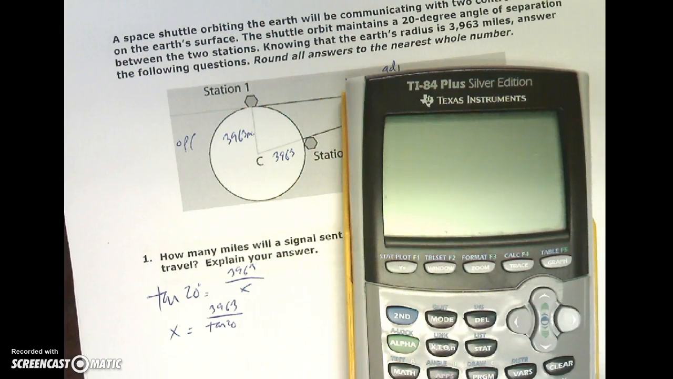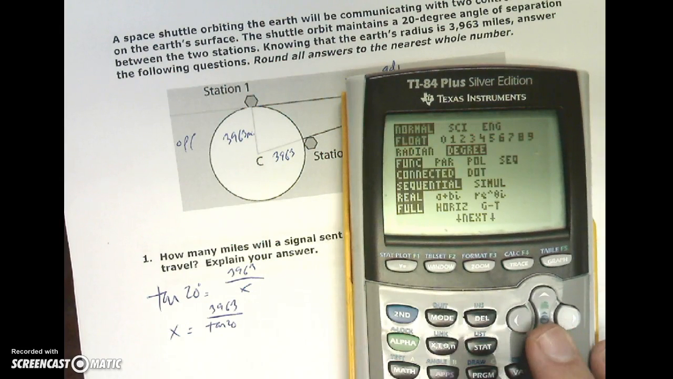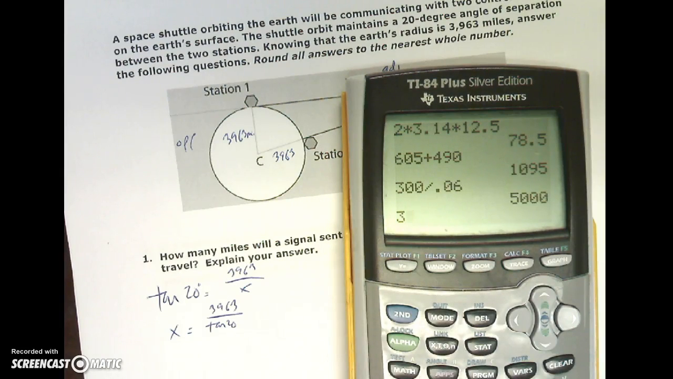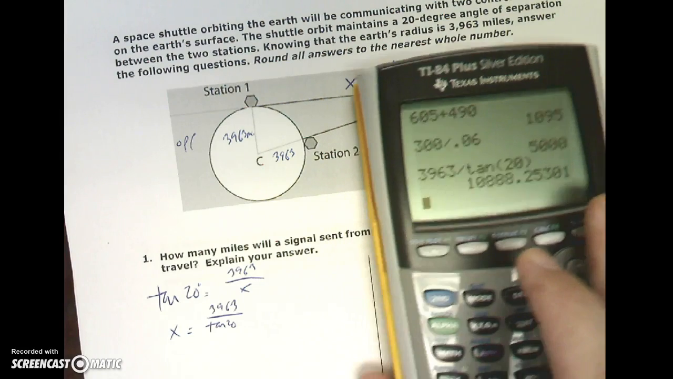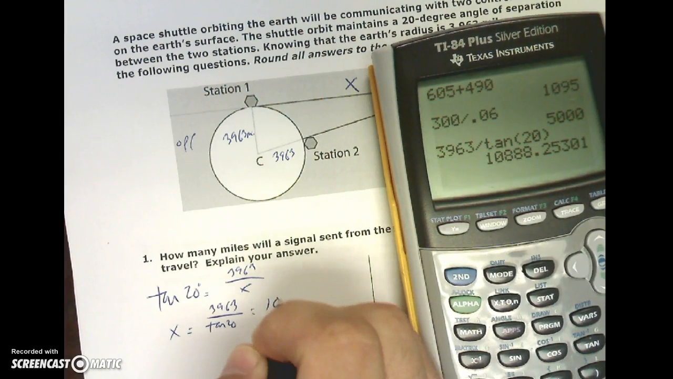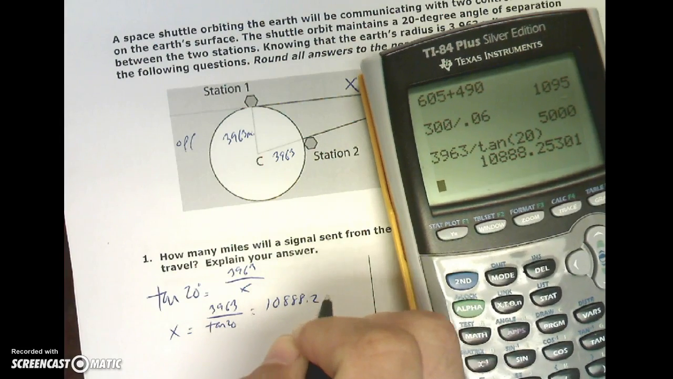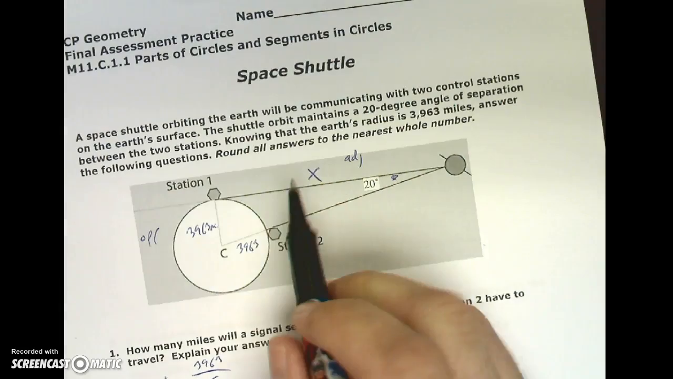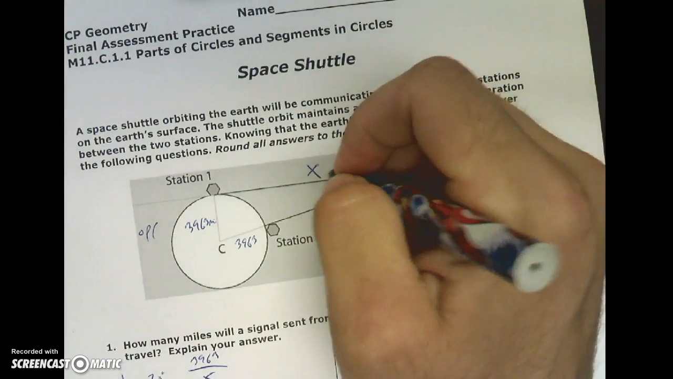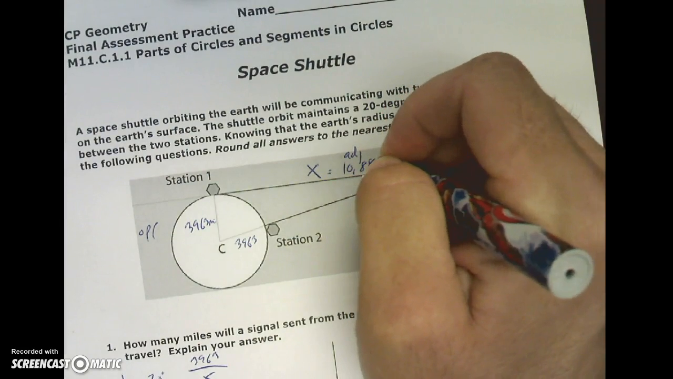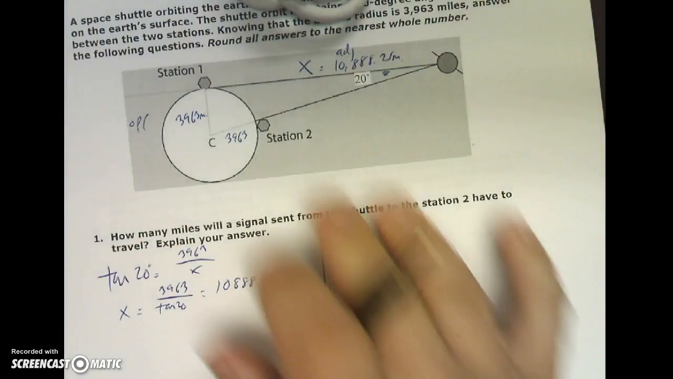Go to my calculator. I got to make sure I'm in degree mode, which I am. So I'm doing 3,963 divided by tangent of 20. Okay, so I'm going to go with 10,888.25. All right, now that gives me this distance. Okay, so I'll go ahead and label this as 10,888.25 miles.